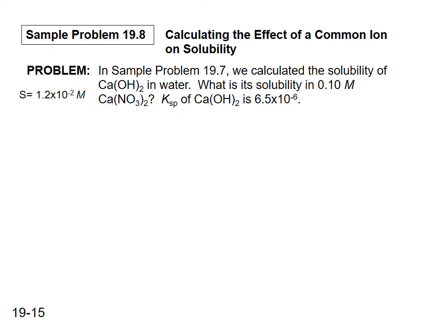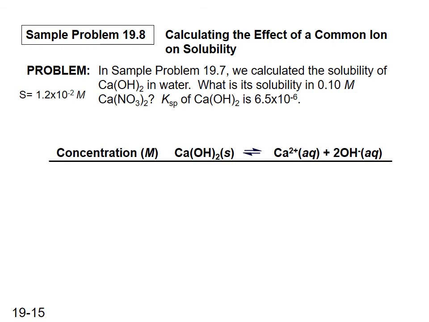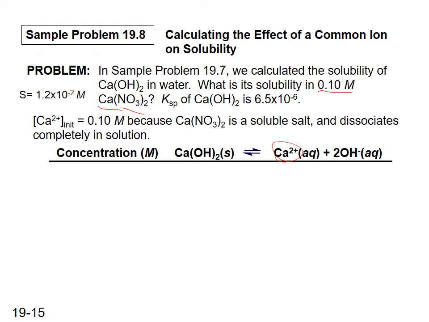To write the reaction table, we first write a dissolution reaction. Calcium hydroxide produces calcium ion and 2 hydroxide ion. Now to write the initial concentration of calcium, we need to find out how much calcium is produced by calcium nitrate. Calcium nitrate is highly soluble, so if we have 0.1 molarity of calcium nitrate, it will produce 0.1 molarity of calcium ion. Okay, now you may ask, what kind of salts are highly soluble?